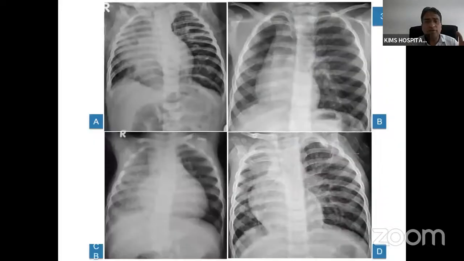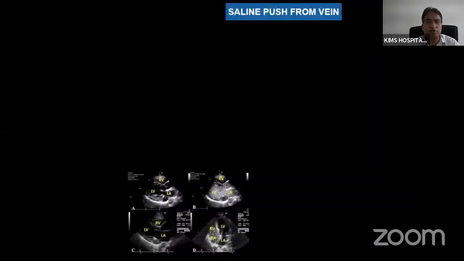In A, you can see the whole heart is shifted to the right side. A belongs to the Scimitar syndrome, B belongs to the absent RPA, C belongs to the right pulmonary vein atresia, and D belongs to the absent right pulmonary vein. So these are the spectrum where even the cyanosis is present, but you have to take clues from the X-ray and your ECG, with the help of a pediatric cardiologist, and you can tell the cause for the cyanosis in such a way.